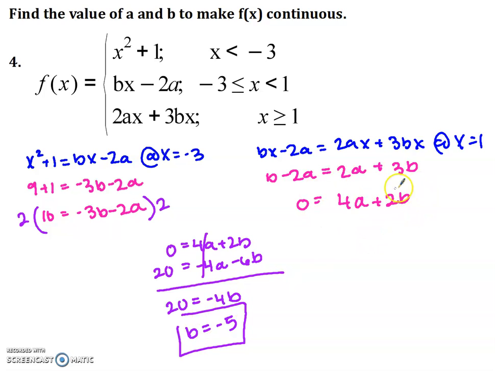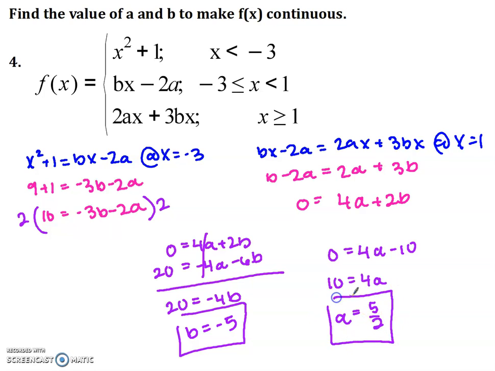Then I'm going to come back to this equation because it looks easier to me than this one, and I'm going to plug in a -5 for b. So 2 times -5, -10. Then move the 10 over and divide by 4. So 10 over 4 will reduce to 5 over 2.